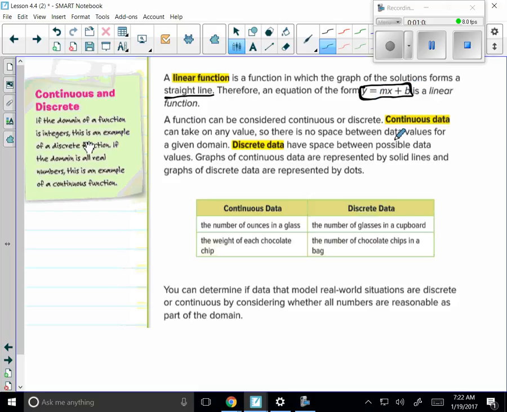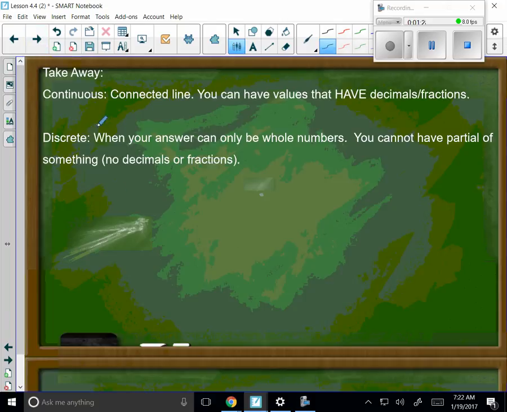Now we have two new vocabulary words, continuous data and discrete data. Continuous data is when you can take on any value, so there's no space between data values, and discrete means that you do have space. I'm going to show you different examples of what that means because sometimes these definitions don't make sense. Here's your takeaway from that. Continuous means that it is a connected line.